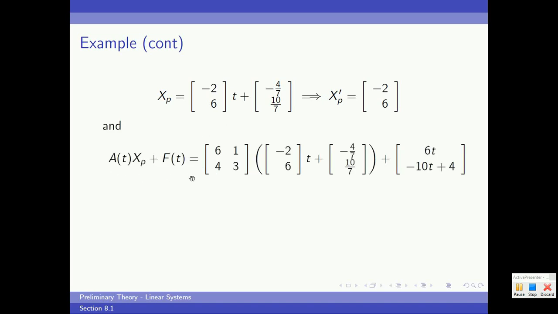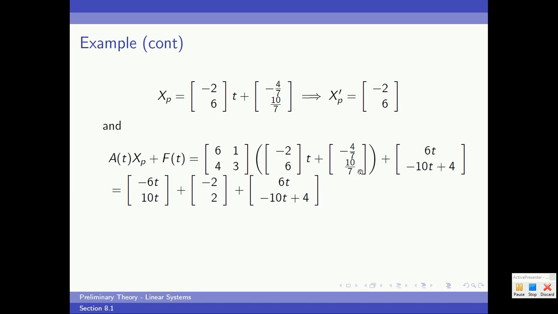So I look at the right hand side, so I want to take my matrix times my xp, and I want to add to it this. So here I have negative 2t minus 4/7. When I do this, I can do this matrix times here. So this is negative 12 plus 6, so it gives me a minus 6t. Here I have minus 8 plus 18. That gives me a plus 10t.